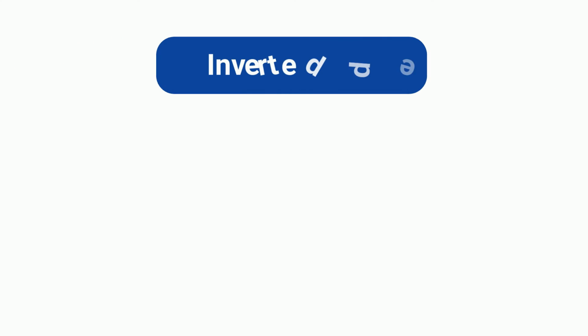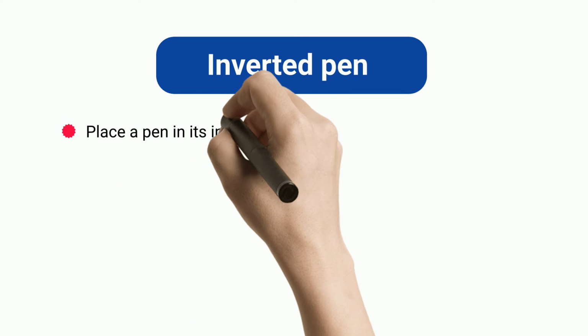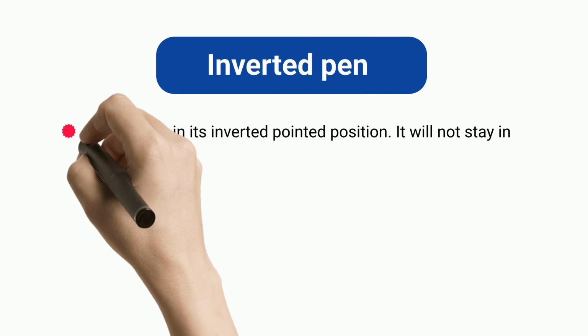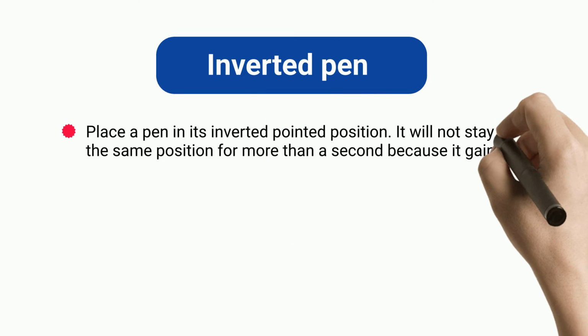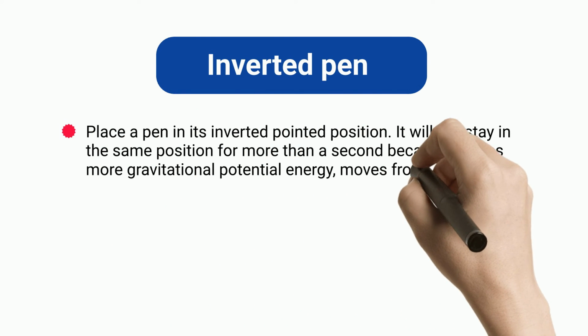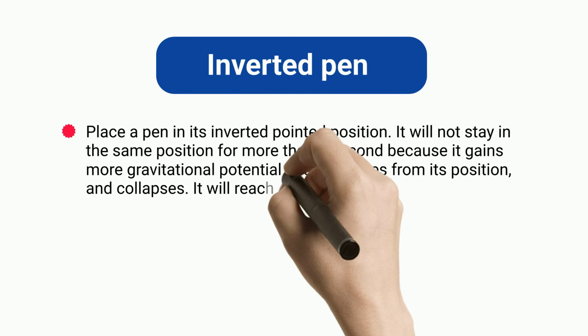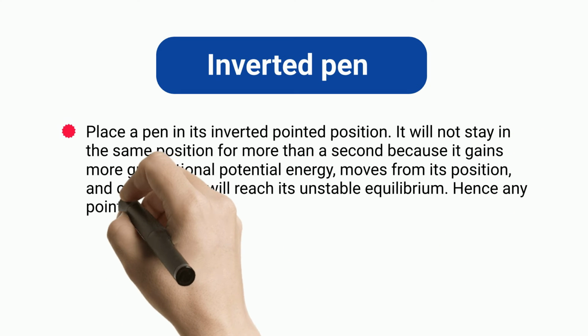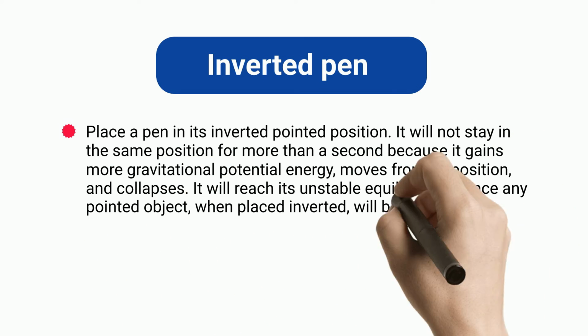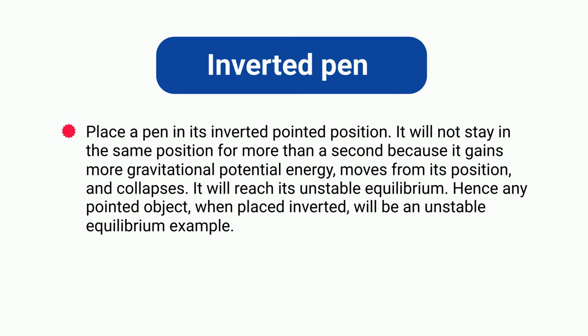Inverted pen. Place a pen in its inverted pointed position. It will not stay in the same position for more than a second because it gains more gravitational potential energy, moves from its position, and collapses. It will reach its unstable equilibrium. Hence, any pointed object, when placed inverted, will be an unstable equilibrium example.